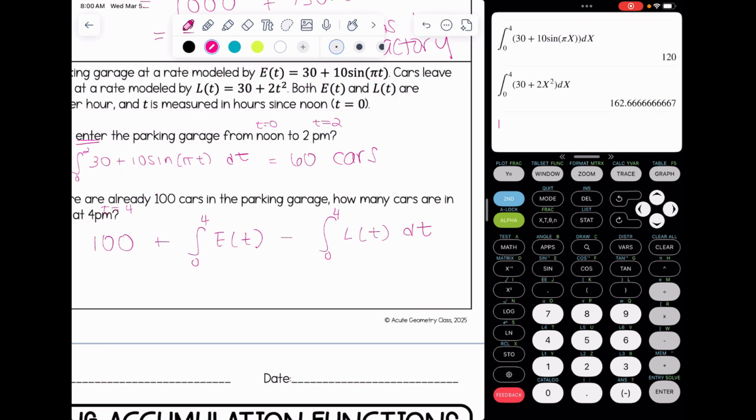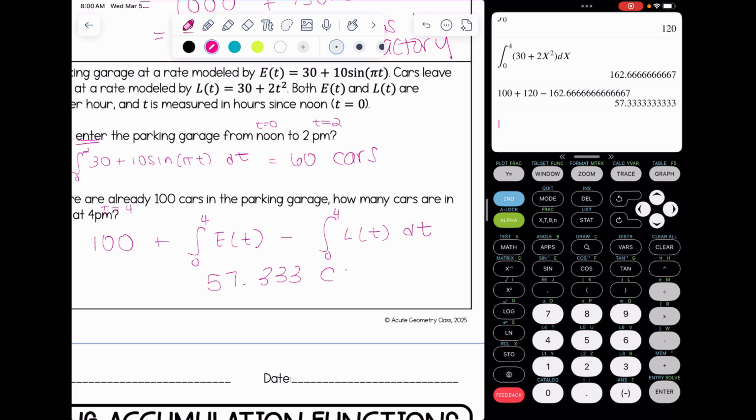So I've gone ahead and evaluated the two integrals in my calculator. So I'm going to do 100 plus 120 minus the 162.666 and so on. And when we're done there, we get that there are 57.333 cars in the parking garage at 4 p.m.